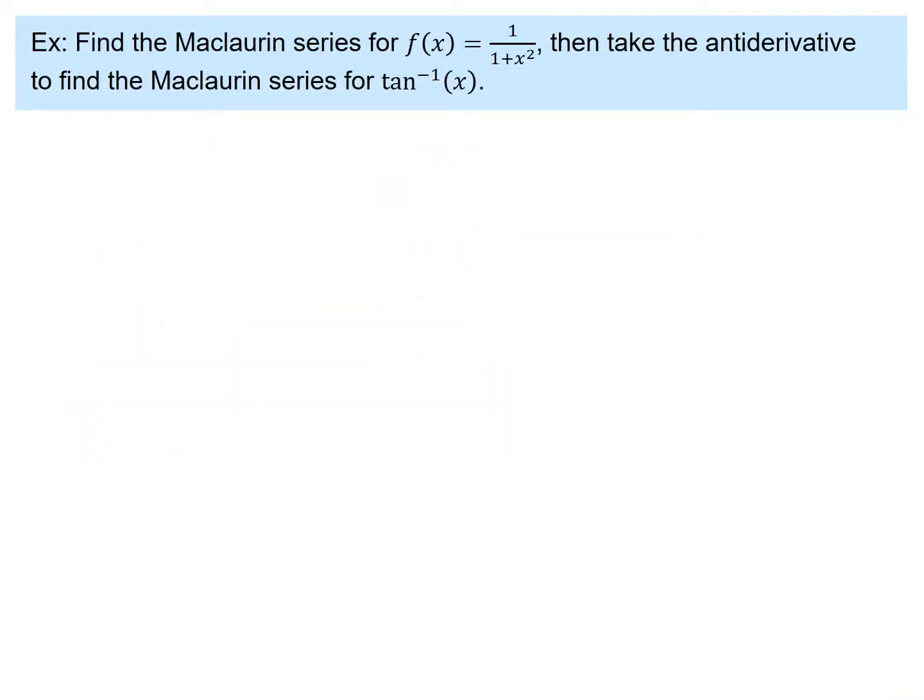Now we're going to find a Maclaurin series for 1 over 1 plus x squared, and we're then going to take the antiderivative to find the series for inverse tangent of x, because the antiderivative of 1 over 1 plus x squared is inverse tangent.